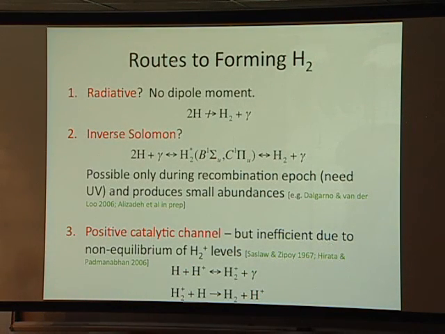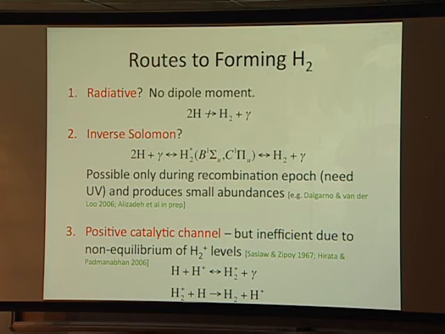OK, so enough prelude. How do we actually make hydrogen molecules? Well, the obvious way to do this is to take two hydrogen atoms and put them together. That's thermodynamically favorable at redshifts below a few hundred, but there's no dipole moment for that reaction. The hydrogen atoms are symmetrical. So that reaction isn't going to go anywhere.